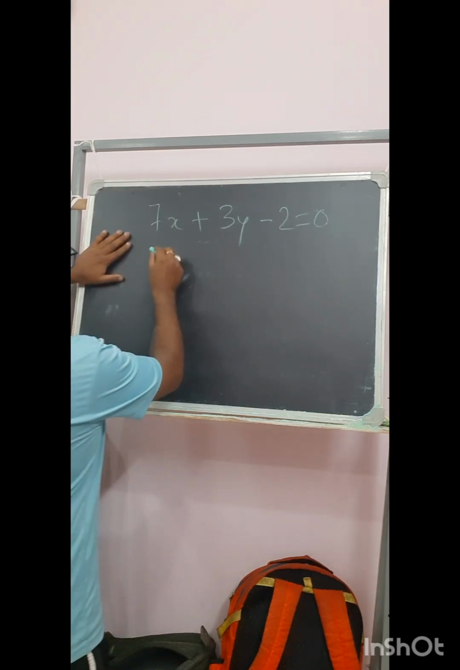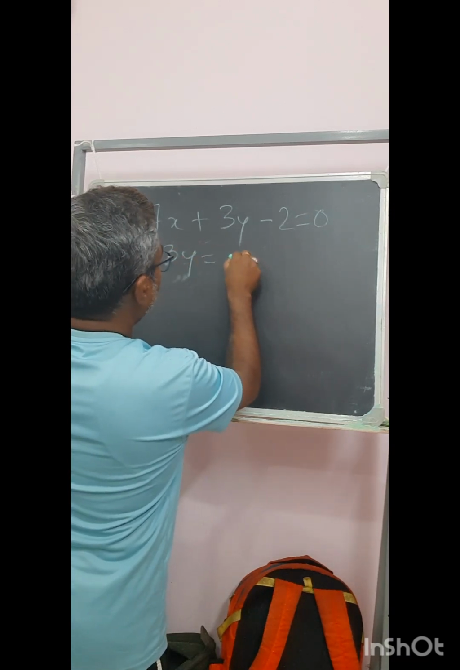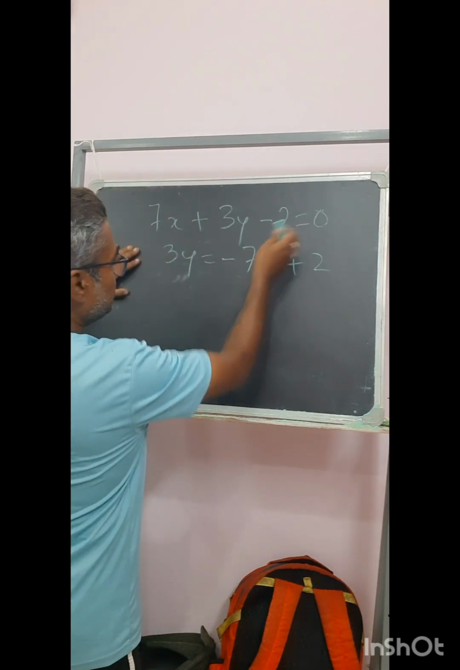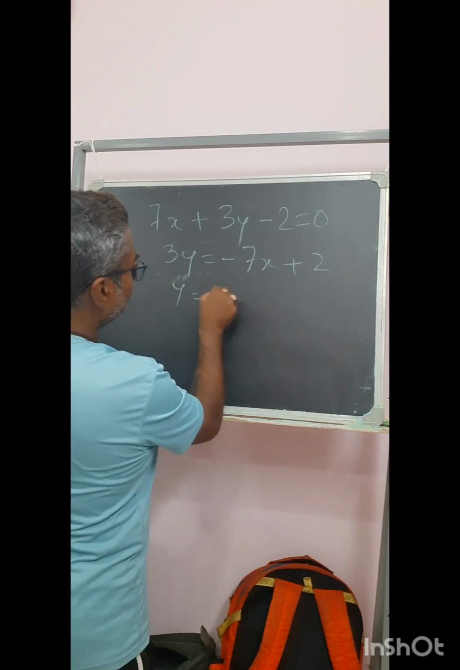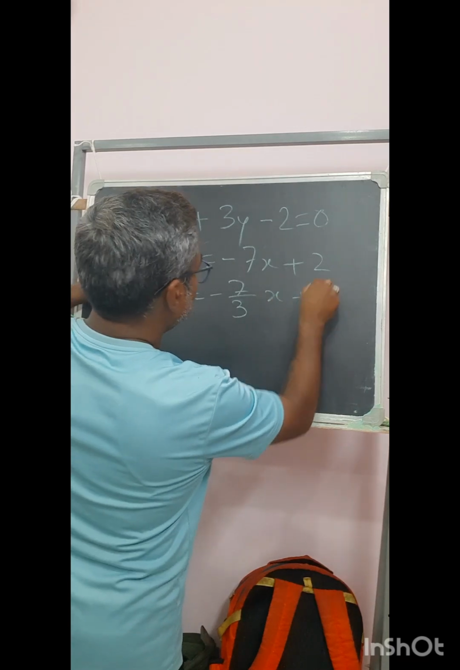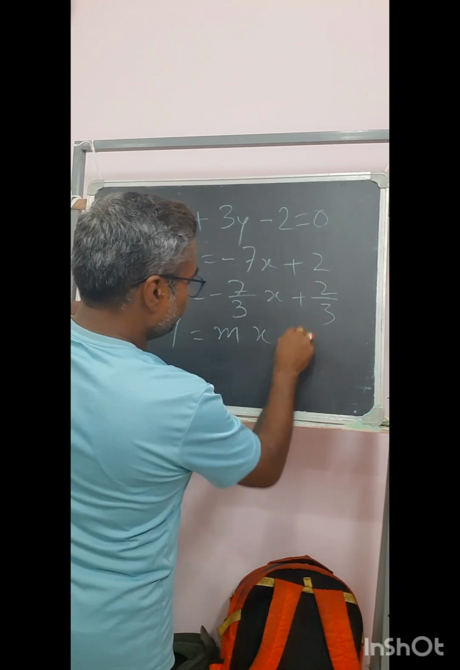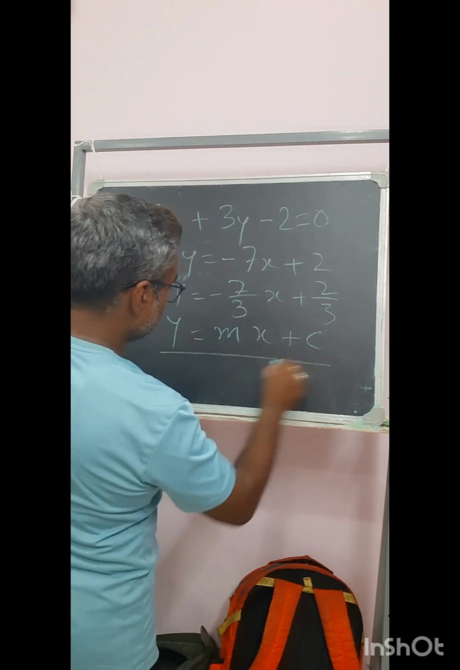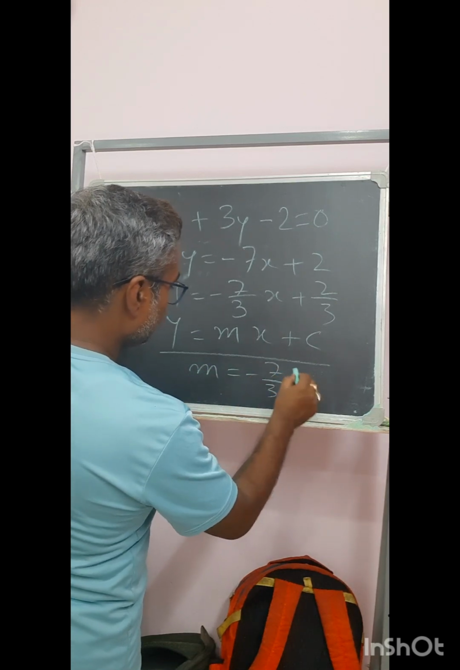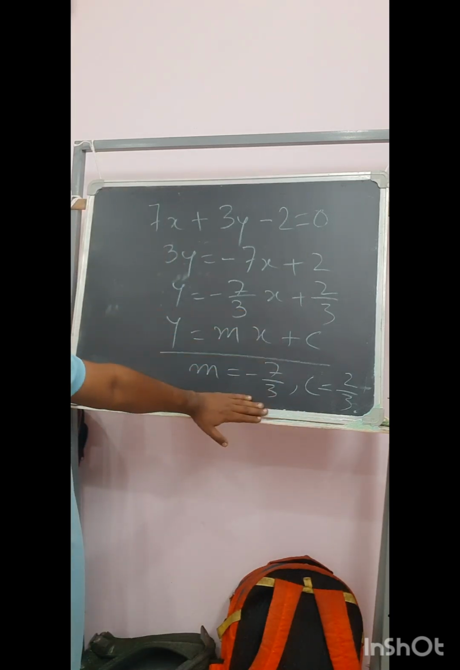Now I have to bring it to y is equal to mx plus c form. So definitely I can write it like that, minus 7x plus 2. It is going to the other side of the equation, so the sign will change. So y equals minus 7 by 3 x plus 2 by 3. I am dividing all this by 3. If I compare this with the generalized format, here m is equal to minus 7 by 3 and c is equal to 2 by 3.